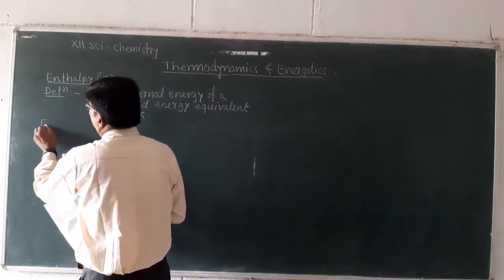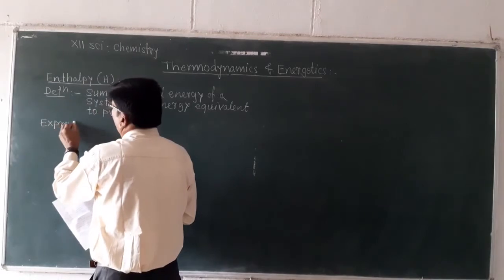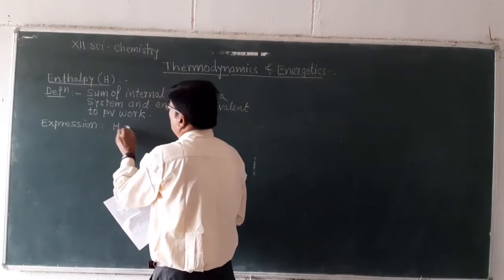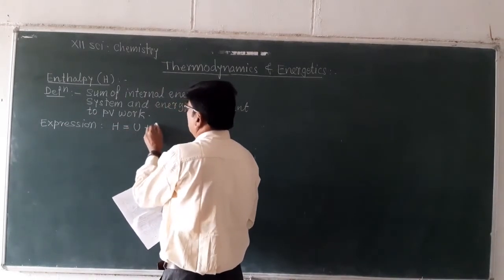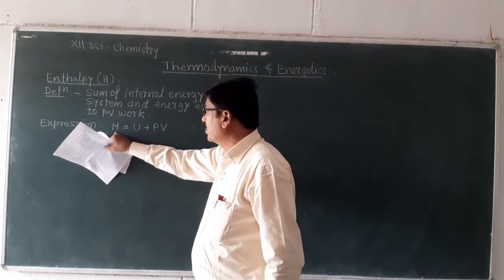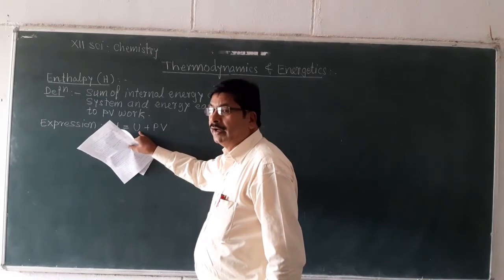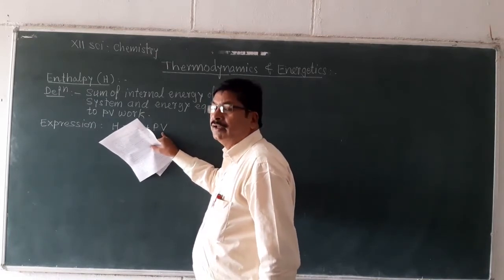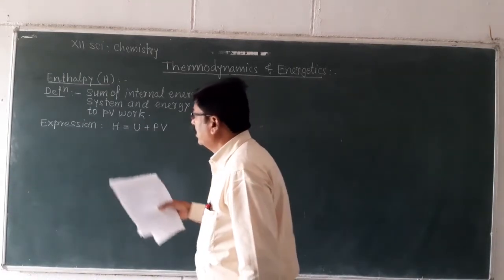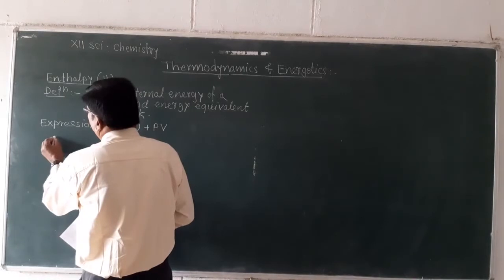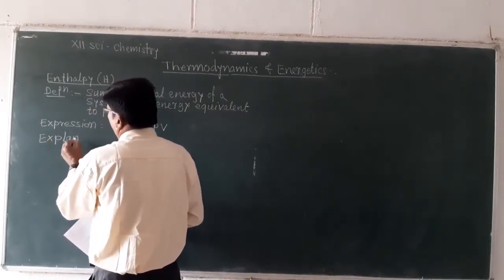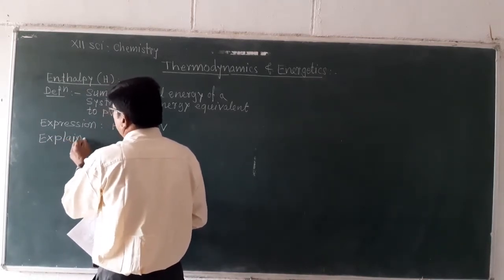Mathematical expression for enthalpy can be given as H is equal to U plus PV, where H is enthalpy or total heat content of the system, U is internal energy, and PV is mechanical work done by the system or on the system. Then it can be explained with the help of some points.